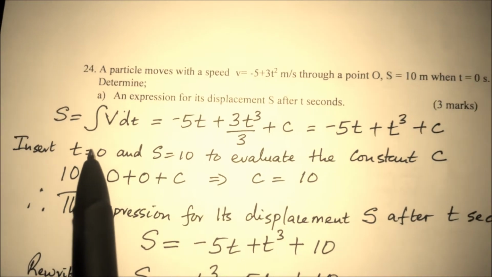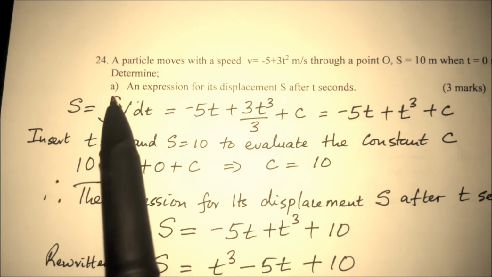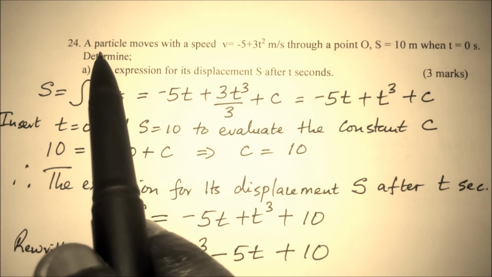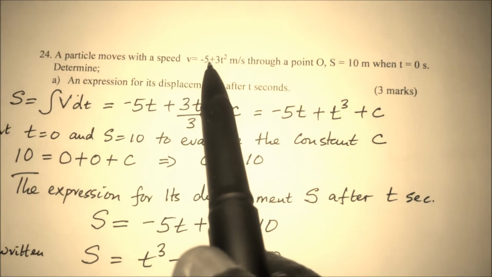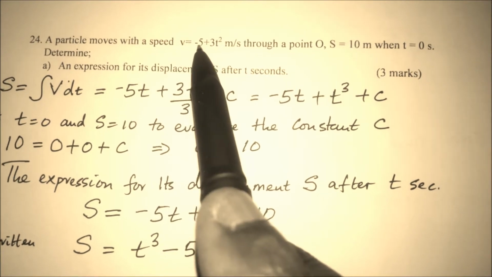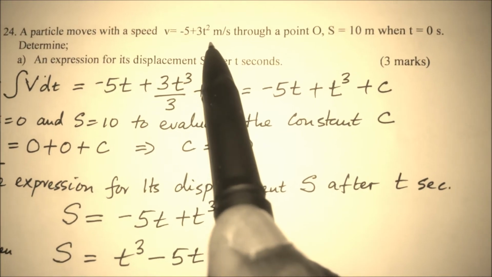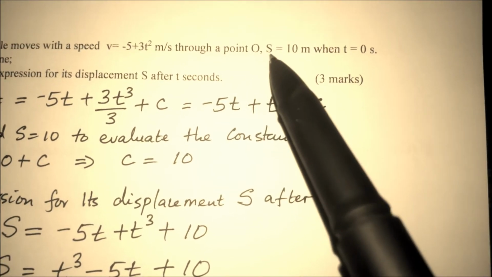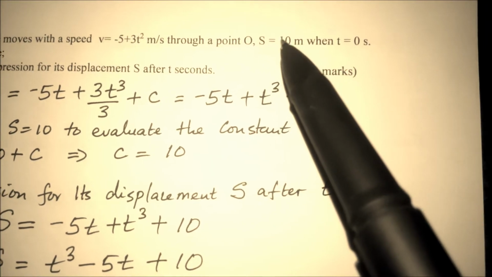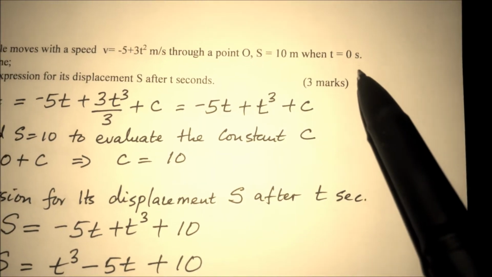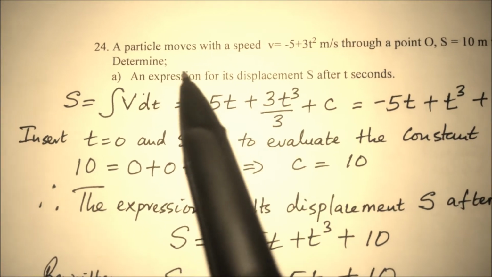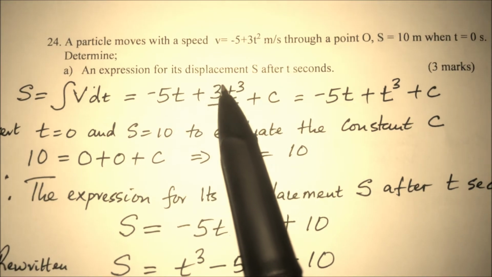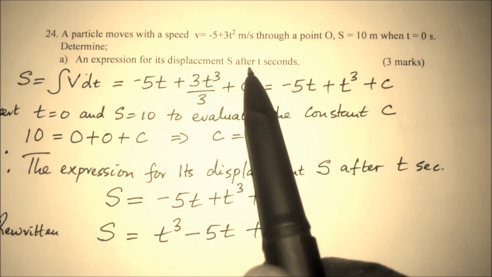We have Amobi Publishers, number 24. This is paper 1, remember. A particle moves with a speed v equals -5 plus 3t squared meters per second through a point O at s equals 10 meters when t equals 0 seconds. Now determine A, an expression for its displacement s after t seconds.